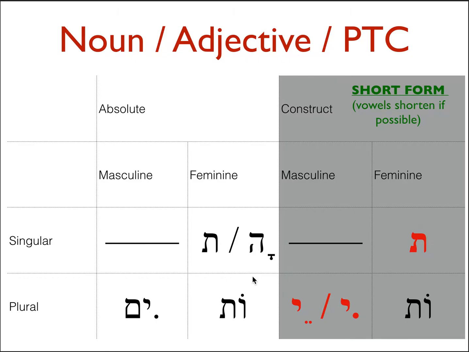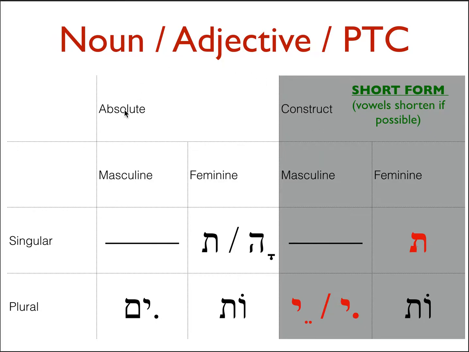Remember that these are the two feminine sounds in Hebrew, a or t, and they will show up again with verbs and with pronominal suffixes. Masculine plural ends with im, and feminine plural ends with ot. If you look at the construct, the gray area on the right side, it is the short form of the absolute. So these two are related.